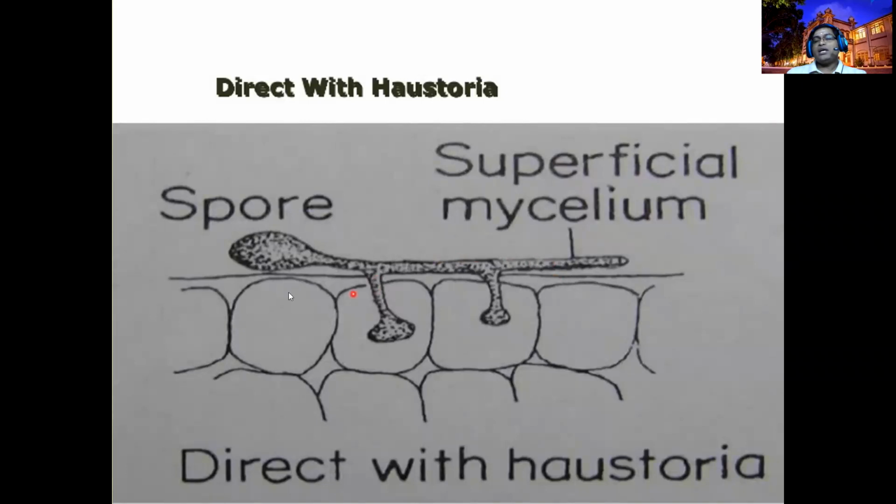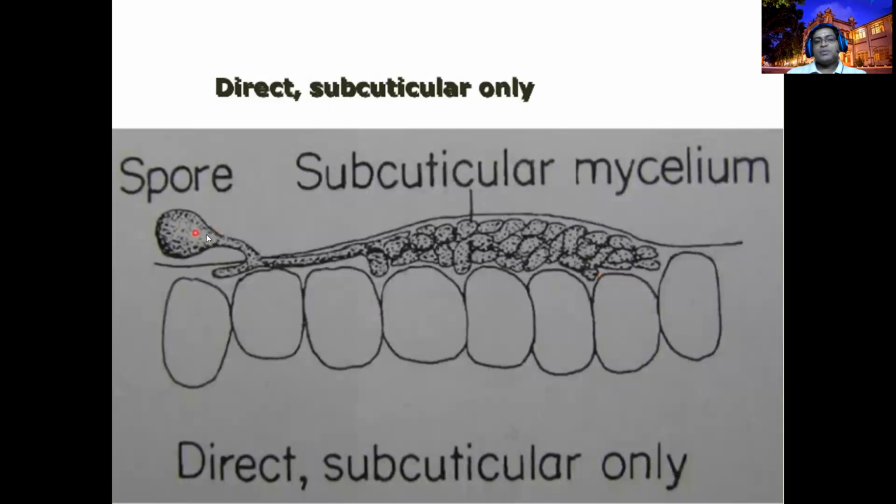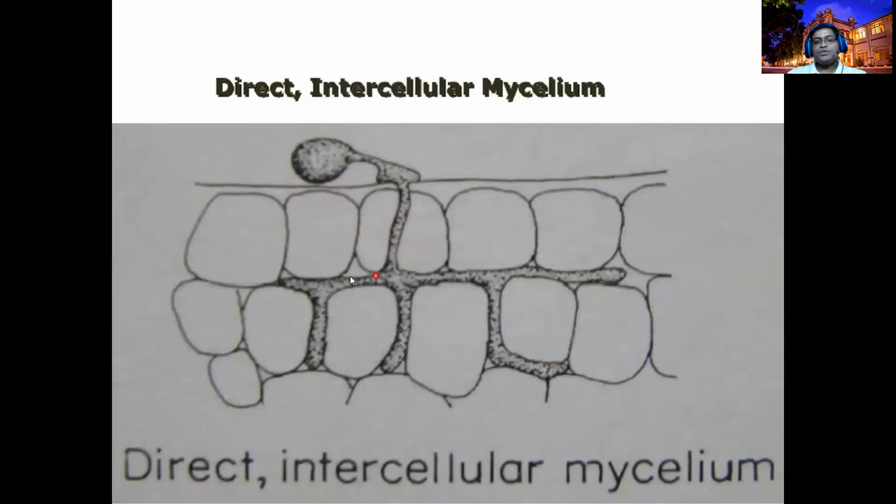While going, it can produce these. Or sometimes, as I can show you here, this penetration peg directly penetrates. Thereafter, it produces so much subcuticular mycelium. From this mycelium, it can grow through the host cells, then it can produce a haustorium to draw nutrients. This is the appressorium here. This is the penetration peg. This is intercellular mycelium, and this is intracellular mycelium.